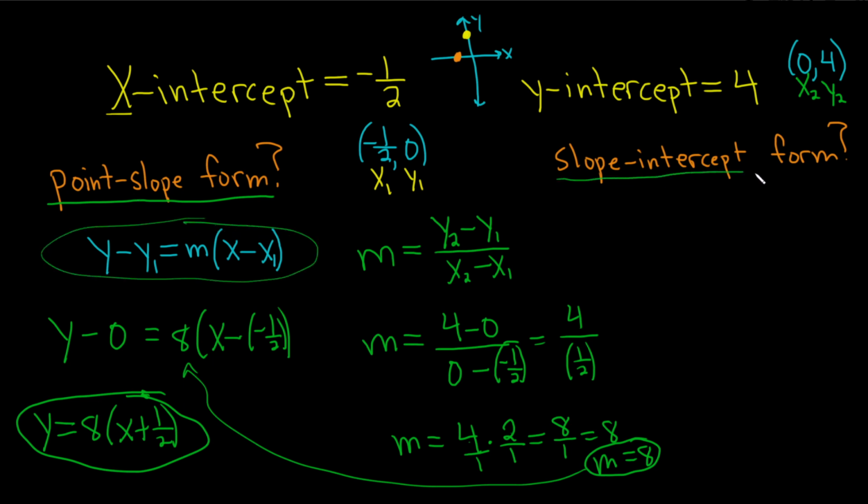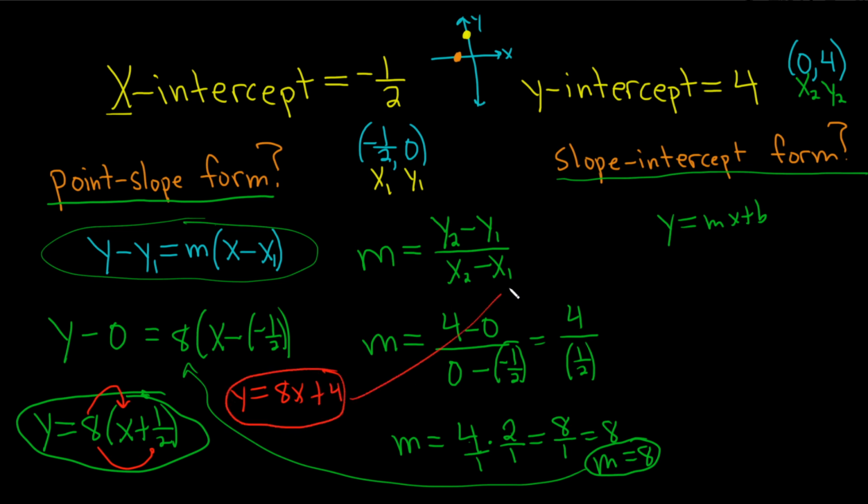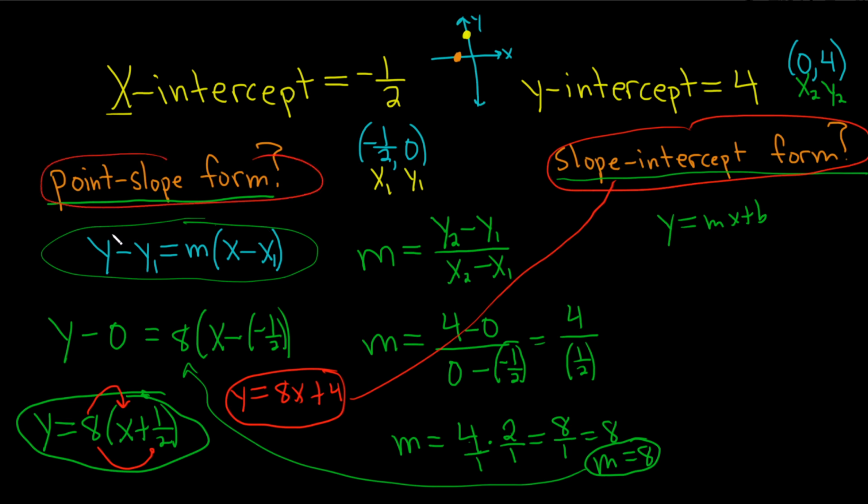As for the slope-intercept form, that basically means y equals mx plus b. So now you want to basically solve for y and simplify. It's already solved for y, so the last thing we have to do is simplify. Let's distribute the 8. So we get y equals 8 times x is 8x, and then 8 times 1/2 is 4. So this would be the slope-intercept form right here. Okay, and then this one is the point-slope form.